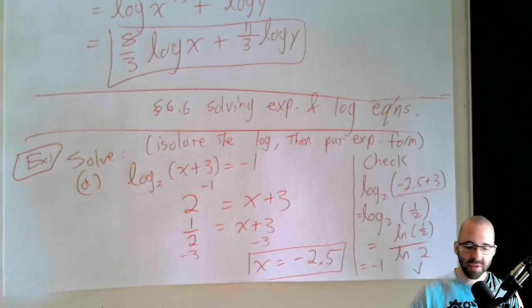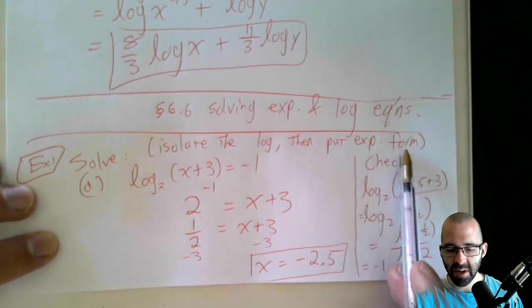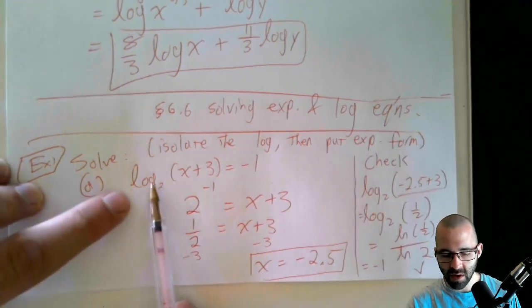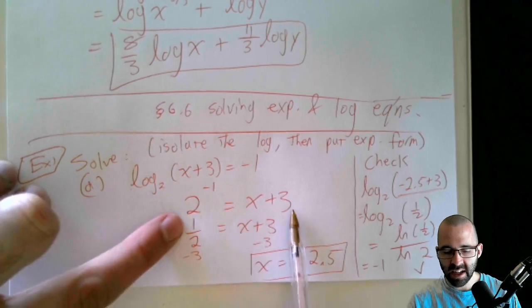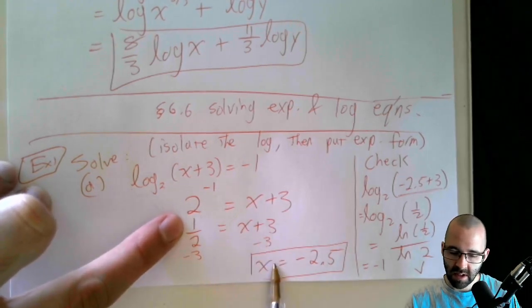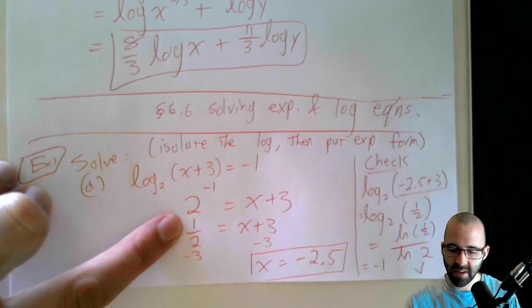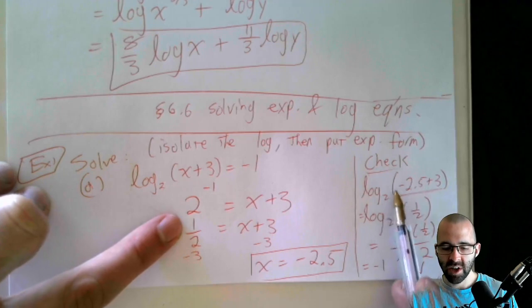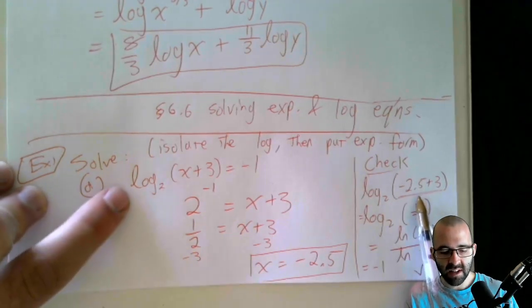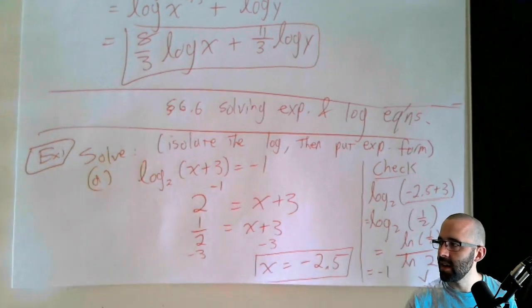Okay, so we solve the equation. Isolate the logarithm, then put it in exponential form. The logarithm's already isolated. Here's exponential form. Then we just solve the equation. You can also check your answer. So to check our answer, we plugged in our answer to the left-hand side and said, well, hey, look, that equals the right-hand side. Neato.